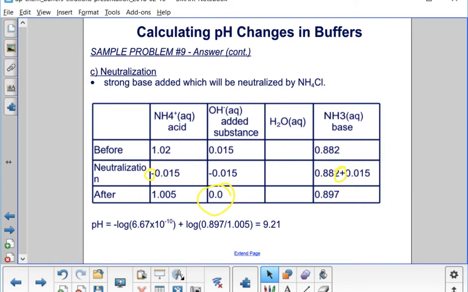So we find the pH equal to the pKa, or the minus log of 6.67 times 10 to the minus 10th. Remember, this is our Ka value that we calculated back in part A, plus the log of the new concentration of the base, 0.897, over the acid, 1.005, to get a new pH of 9.21. Our original pH was 9.19, so very little change in the pH after the addition of the strong base.